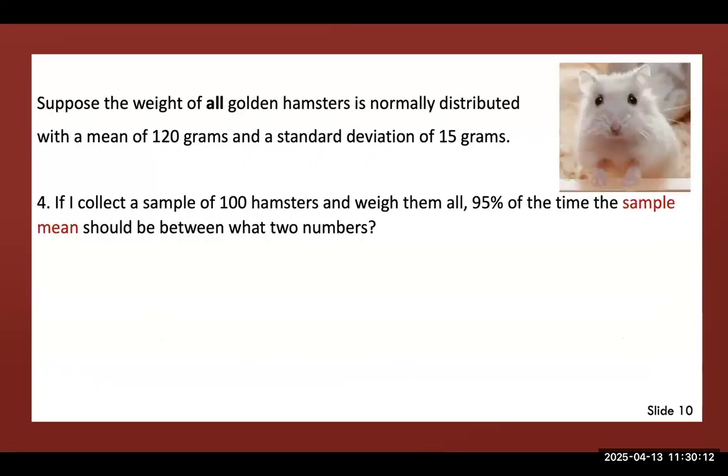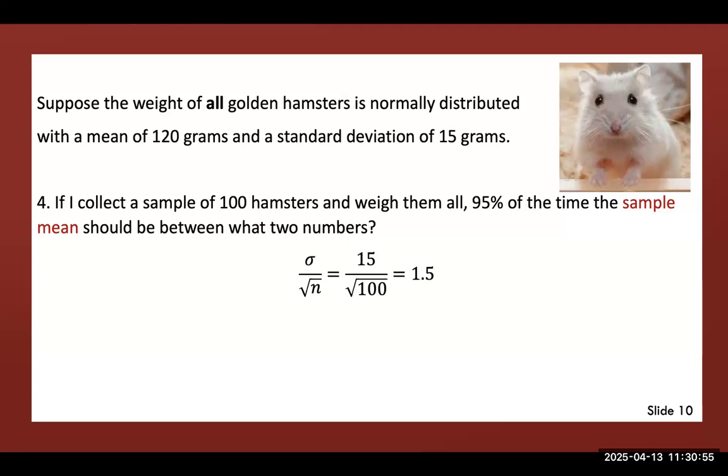Now let's go back to that question where we have golden hamsters with a mean weight of 120 grams and a standard deviation of 15 grams. If I collect a sample of 100 hamsters and weigh them all, 95% of the time, the sample mean should be within what two numbers? So 95% of the time is about 2 standard deviations away from the mean. To be a little more exact, we could use the z-table, and it's 1.96 standard deviations away from the mean.